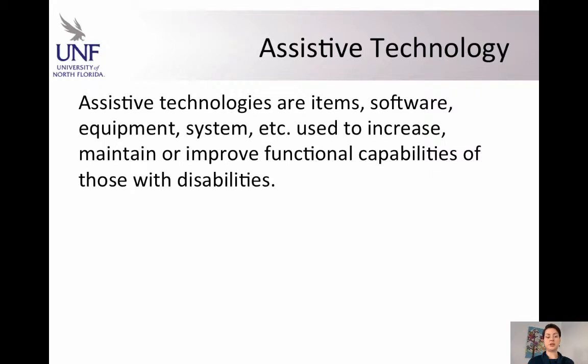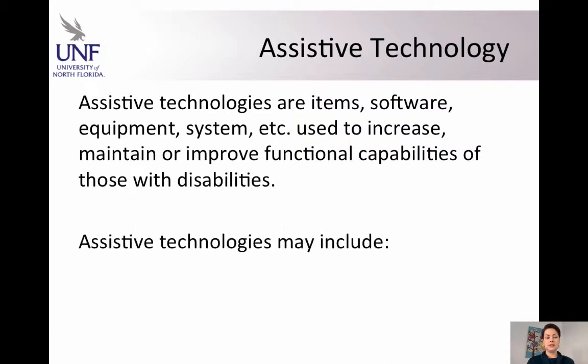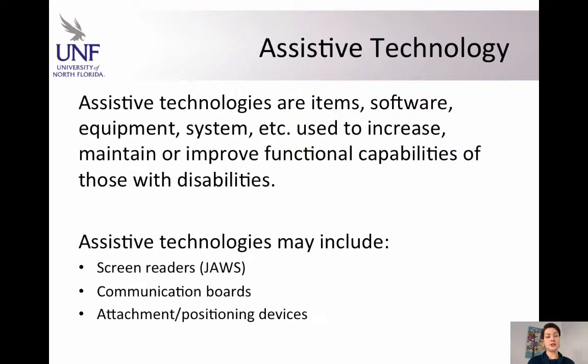Furthermore, assistive technologies may also be used with regard to accessibility. And assistive technologies are items, software, equipment, systems, etc., that are used to increase or maintain or improve the functional capabilities of those with disabilities. So some common assistive technologies may include screen readers, JAWS being the most common program, communication boards for students with autism, attachment or positioning devices for students with physical limitations, and communication hardware software. So that might include something like Dragon or a speech-to-text recognition program.